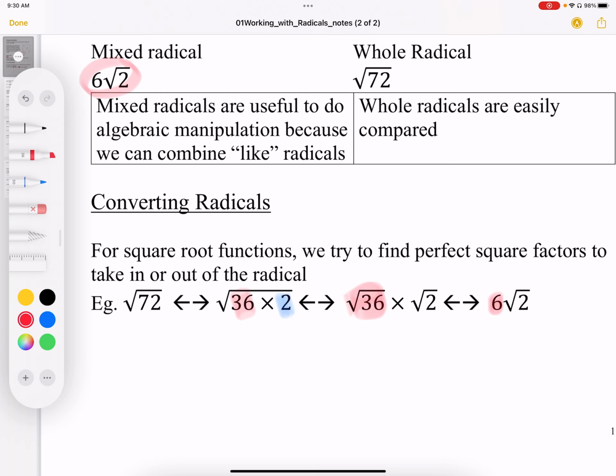So we want that on the outside, and then we're left with the non-perfect square part of 2, and that gives us the radical part of that mixed radical. So converting a whole radical to a mixed radical, we're taking out the perfect square parts. Another way we can look at it is the perfect squares come outside the radical, and they end up outside the radical as whole number parts.